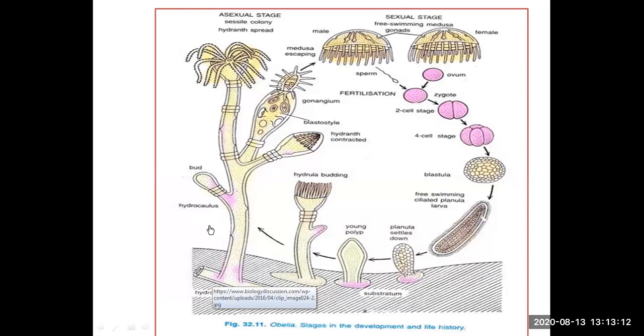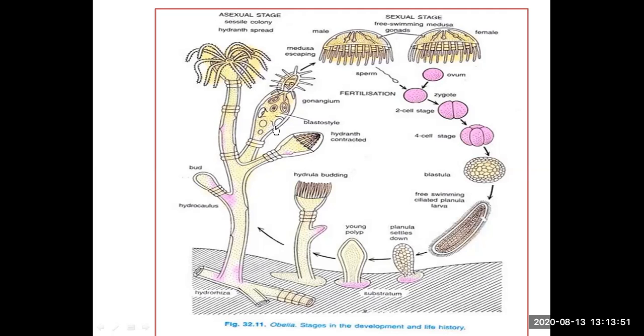Obelia is a hydroid colony. It has a hydrorhiza, a parallel, root-like structure on the surface. It is a tree-like hydrocaulus. The ectoderm and endoderm of the hydrocaulus produce buds. The buds grow into gonangium and polyp. The polyp is a feeding organism. The gonangium is a sexual organism. The gonangium produces the medusa.